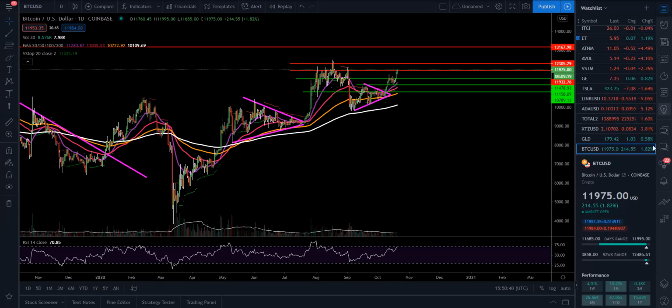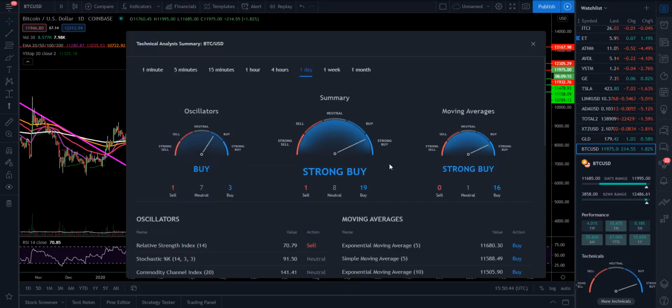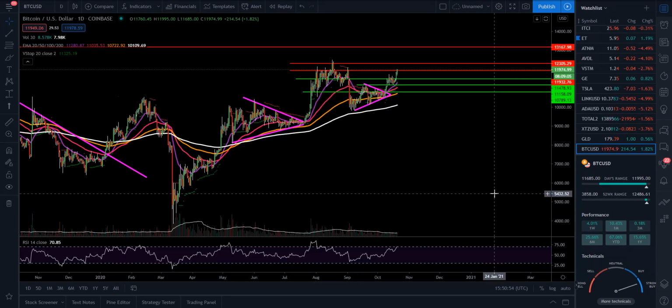If we take a look at our technicals for Bitcoin right now, we have 1 sell, 8 neutral, 19 buy. Oscillators: 1 sell, 7 neutral, 3 buy. Moving averages: 0 sell, 1 neutral, and 16 buy. What it seems like is happening is some money's getting taken out of those altcoins and getting pushed back into Bitcoin now. Typically Bitcoin pumps, and when it's time for Bitcoin to cool down a little bit, money goes back into the altcoins, and it's just back and forth. But for me, I always love to see Bitcoin leading the market.